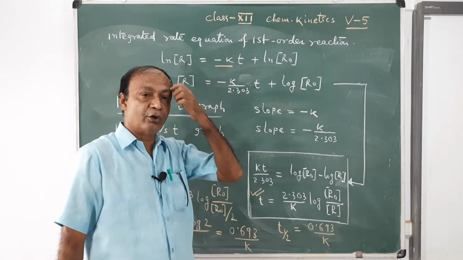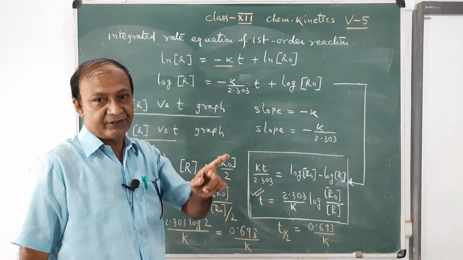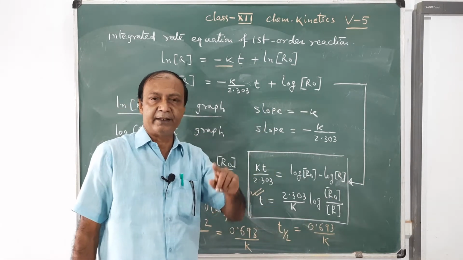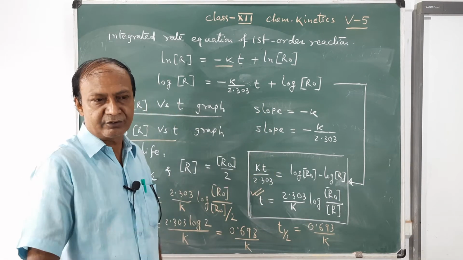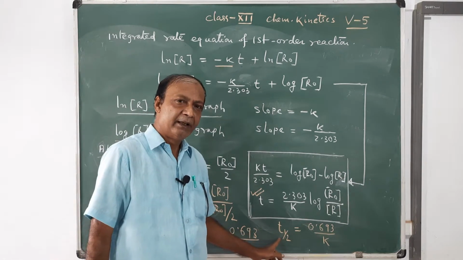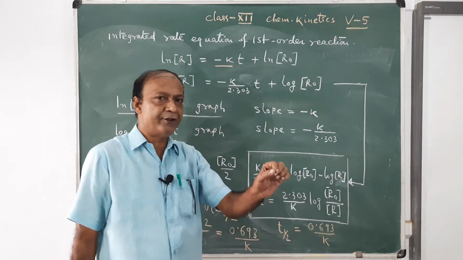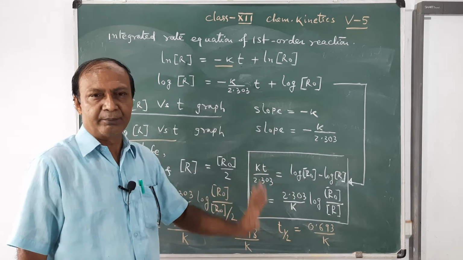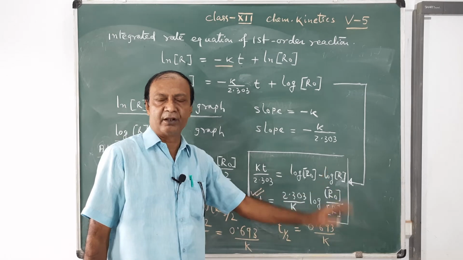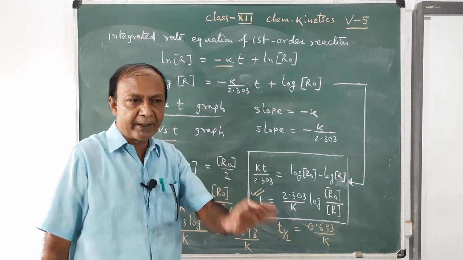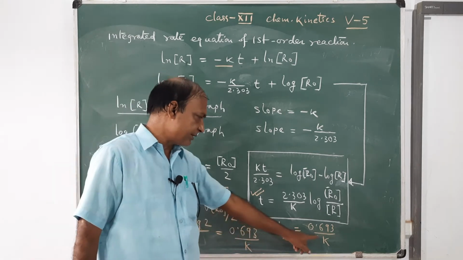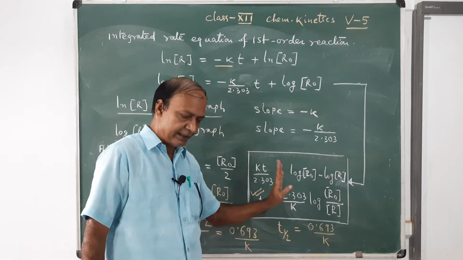Now, here I must mention regarding the T half. For zero order reaction, you have seen, T half is directly proportional to the initial concentration of the reactant. But for first order reaction, you see that T half is independent of the concentration of the reactant. T half is a constant quantity for first order reaction. It is not dependent on the concentration of the reactant. This is the expression of T half of first order reaction.